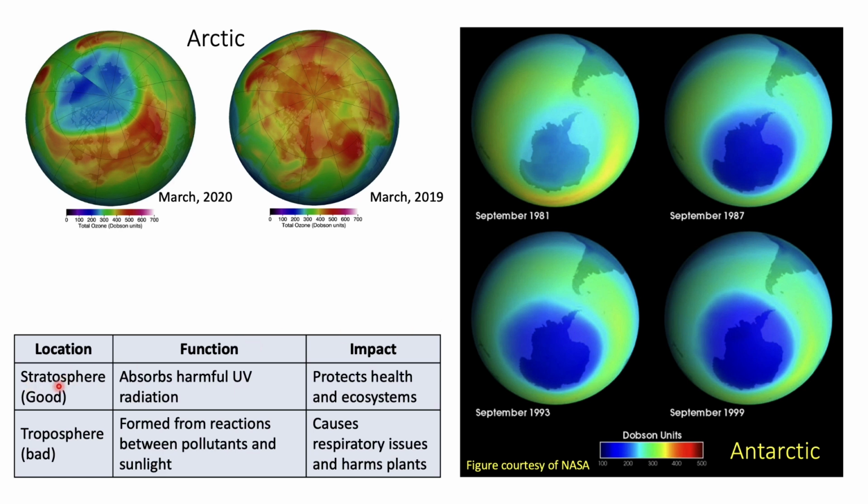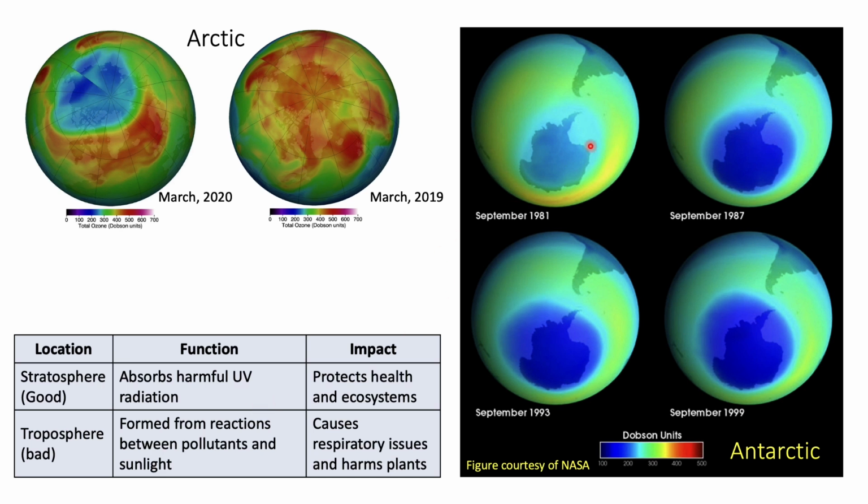The locations are: in the stratosphere, the function of ozone is that it absorbs the harmful UV radiation, and the impact is that it protects health and ecosystems. But the same ozone in the troposphere is a bad one. It actually forms from the reactions between pollutants and sunlight. So this causes respiratory issues and it harms plants. That means ozone has both good and bad aspects.